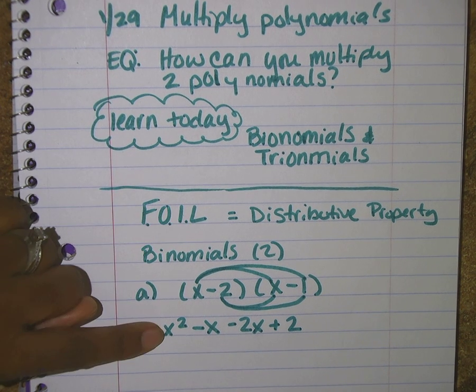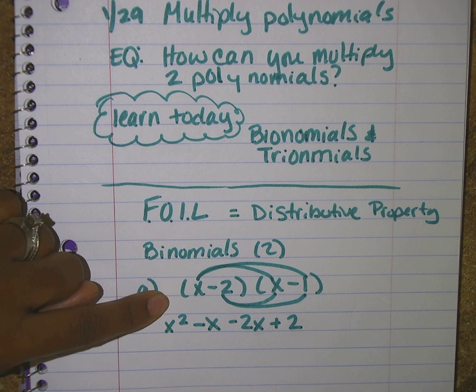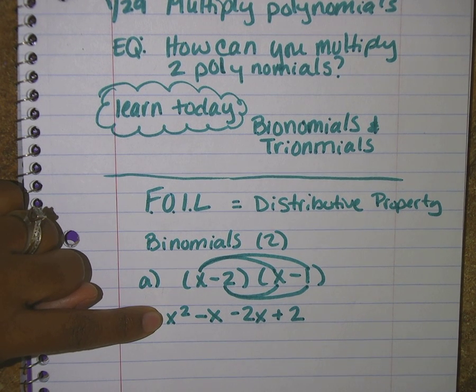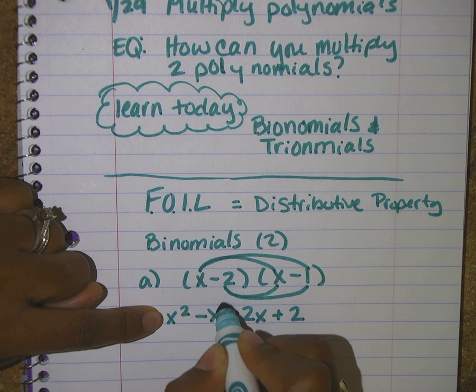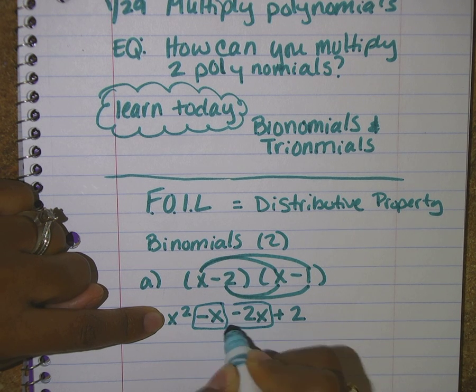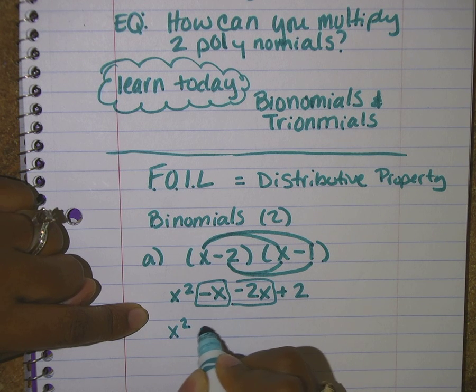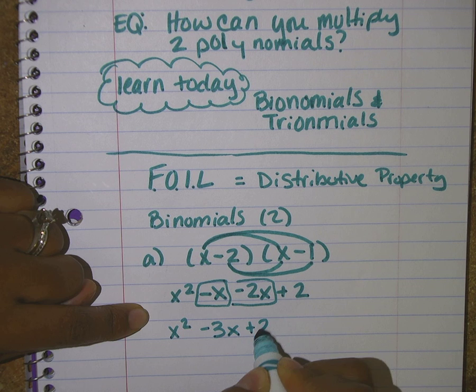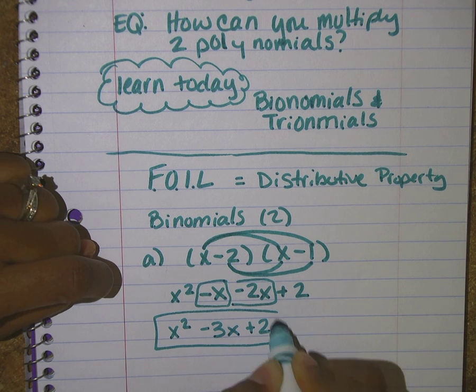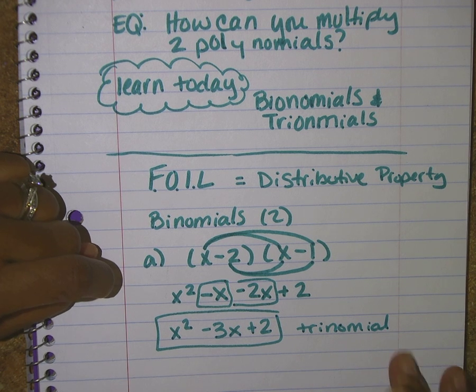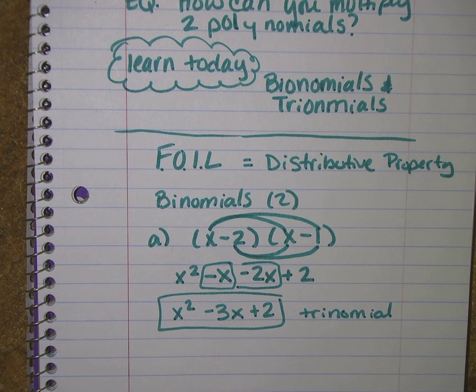So we just did the distributive property using FOIL, and now we're going to combine like terms. What can I combine? The x terms. Negative x and negative 2x is negative 3x. So my answer is x squared minus 3x plus 2, and this is called a trinomial. Good job. We've got three terms. Questions?